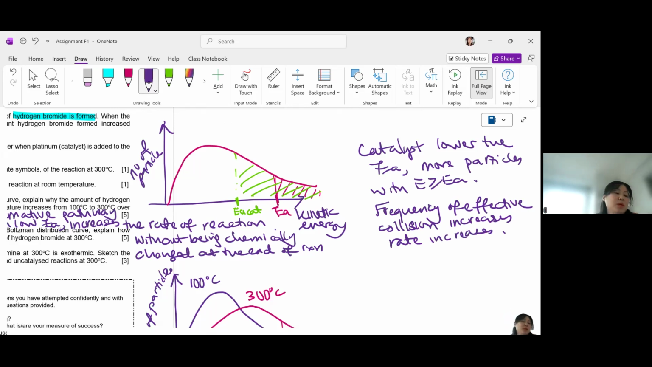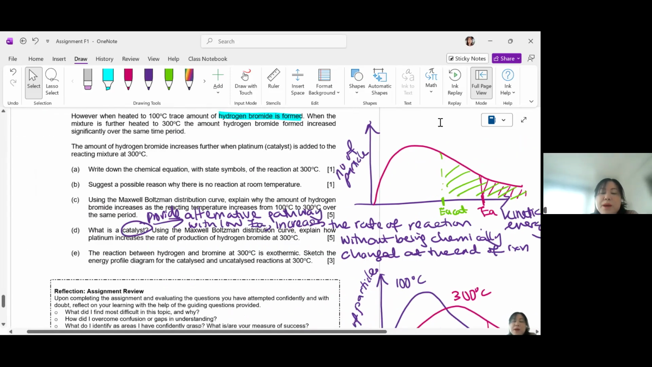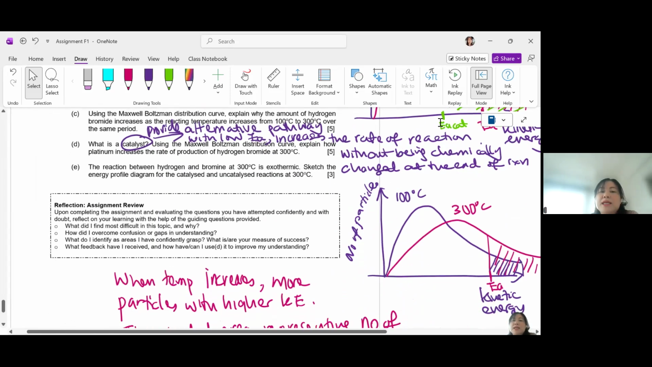Okay, so our catalyst lowers EA, more particles, as depicted by the area under the graph, with E greater or equal to EA, leading to an increased frequency of effective collision and a higher rate of reaction. All right, so that's part D, and the last one, part E.